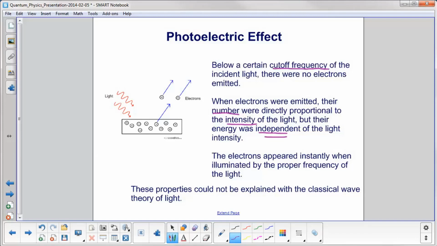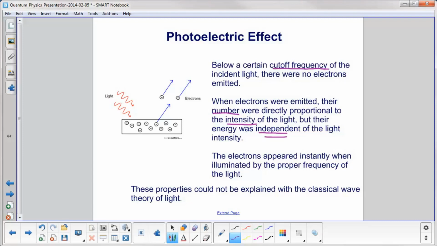Also, the minute the light hit the metal, you got electrons. They came out immediately. When you had the proper frequency of light, when you were above the cutoff frequency, the electrons would appear instantly.